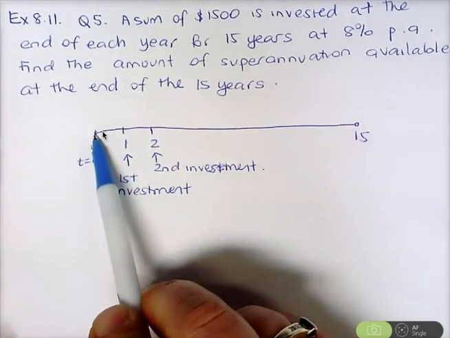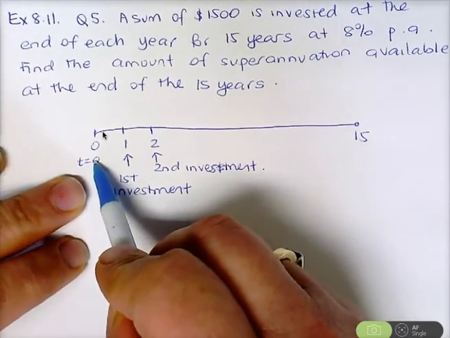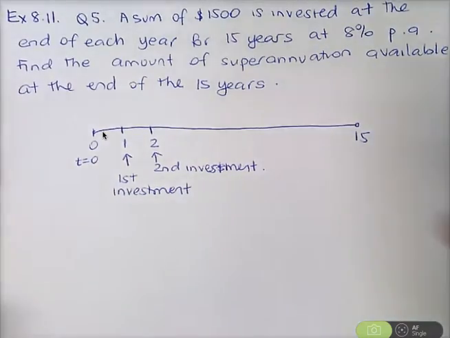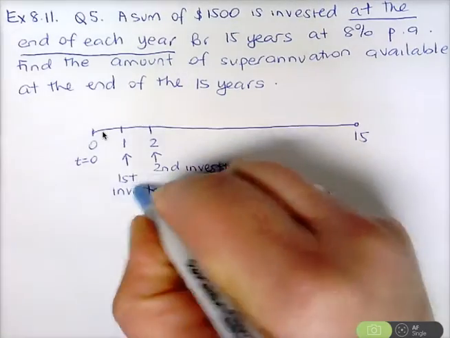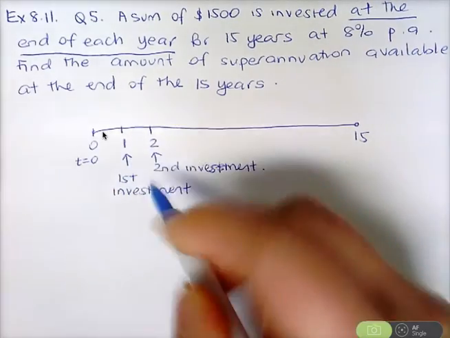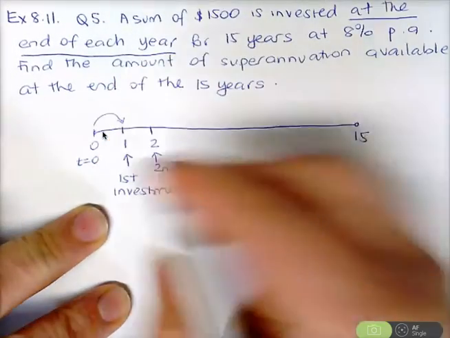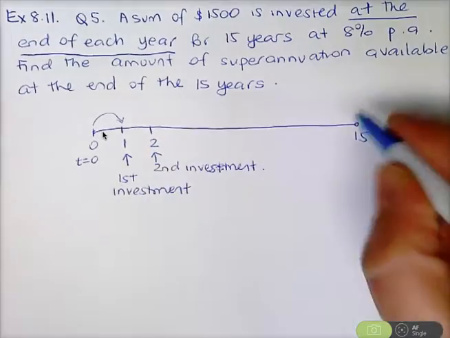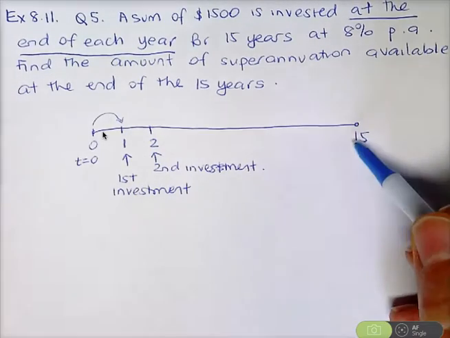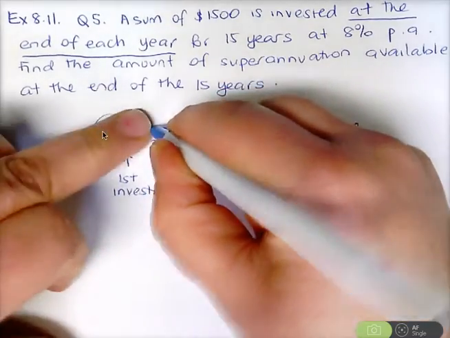So here I've got original time is 0. So the first investment is not made then. Notice that the money is invested at the end of each year. So the actual first investment is at the end of the first year. This is 1 year, 2 years, etc. And we're doing this for 15 years. So first investment here, second investment happens on 2.